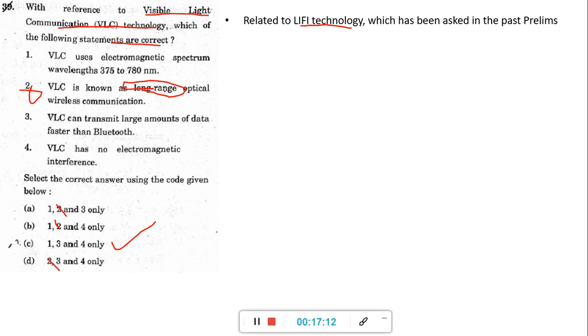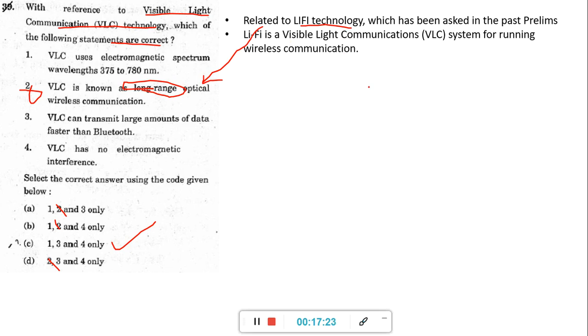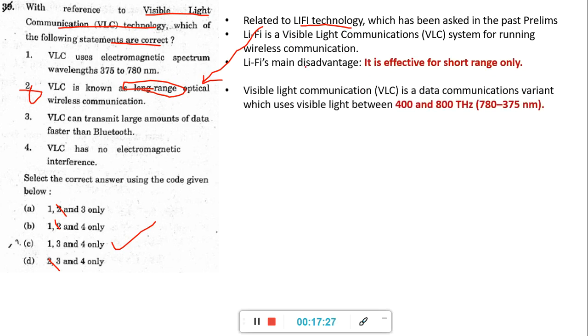This is the only thing UPSC was testing, because it was a previous year question about Li-Fi. But many people did not know that Li-Fi and visible light communication are related to each other. Now the details: this is a running wireless communication system. It is effective for short range only. That is the main disadvantage.